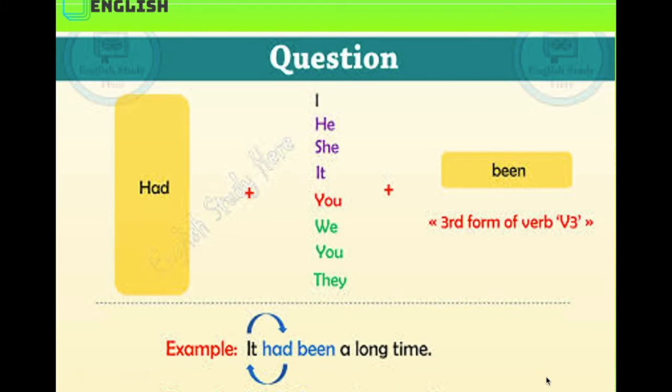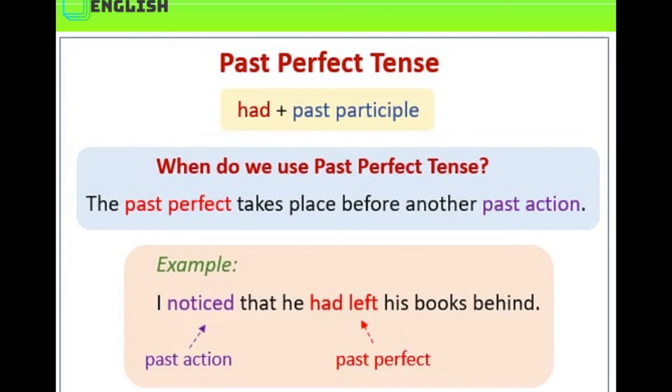So see, it had been a long time is the normal positive sentence, but if we convert it into question format, it becomes: had it been a long time? And we put a question mark, of course, because it is a question. So I hope you have understood that whenever it's in question format, the auxiliary verb is written first, then the subject, then the main verb, and then the object.